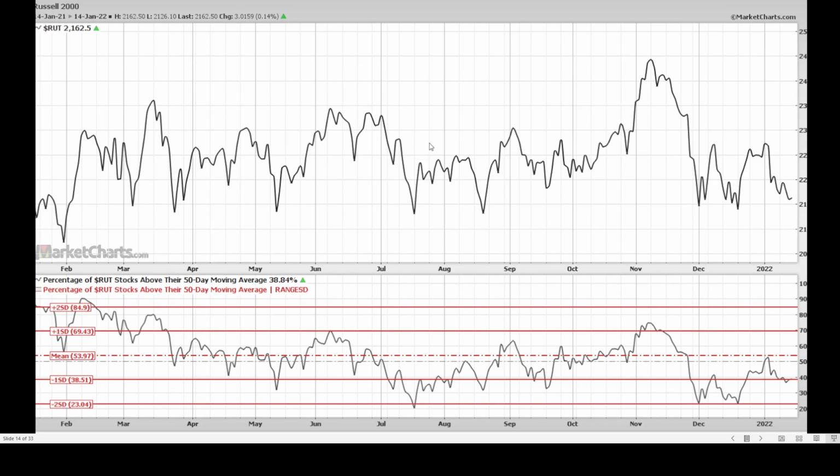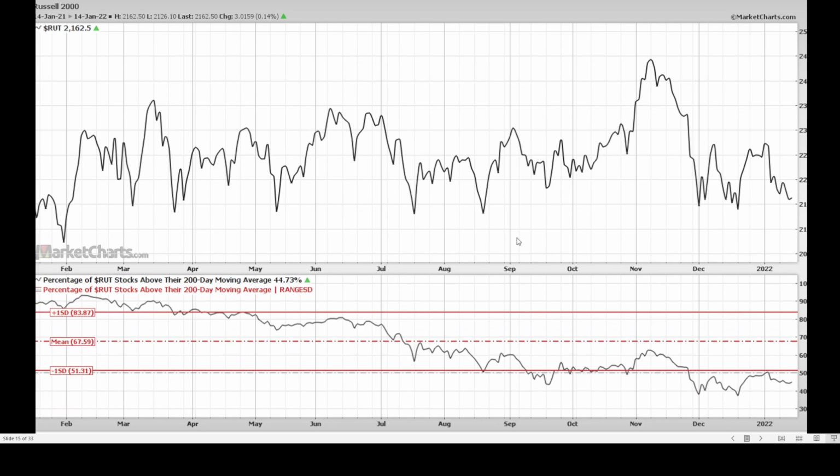Let's head over to the Russell 2000. Take a look at small caps. Well, the situation is about as pretty as it is on the NASDAQ 100. Only 39% of the Russell 2000 is sitting above its 50-day moving average. So momentum is very bearish for small caps. And of course, the chart for small caps is ugly.